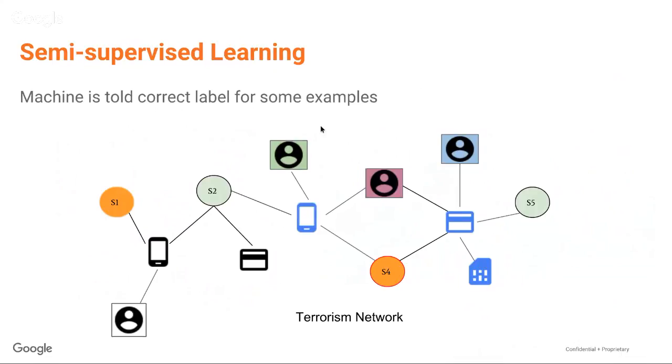The machine is told the correct labels for some examples. Like if I'm training my model, for certain examples I'm telling the machine that this is the label of that particular object. Like I am telling the machine this could be an apple, but I'm not giving the labels for all the apples, only for some of the apples.